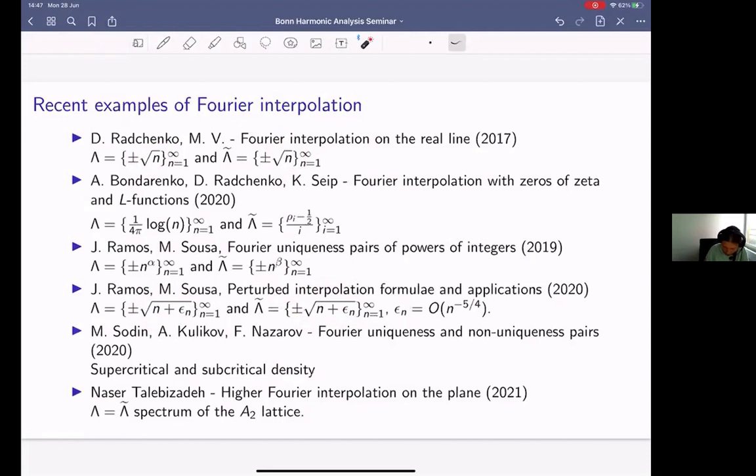However, what they could achieve, this e_n has to decay rather fast. It has to decay faster than, or at least as fast as n to the power -5/4. And in this case, they show that if perturbations are this small, then the interpolation formula still exists. And so they do this by perturbative methods.